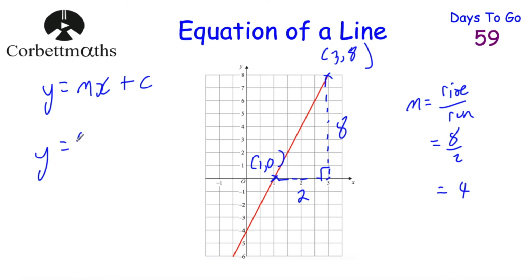So it's y equals 4x. Now let's find our plus c where it crosses the y-axis. It crosses at -4, so it'll be minus 4. So the equation of that line is y equals 4x minus 4. And if you got that, well done.